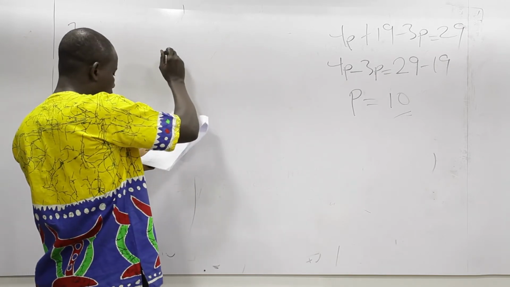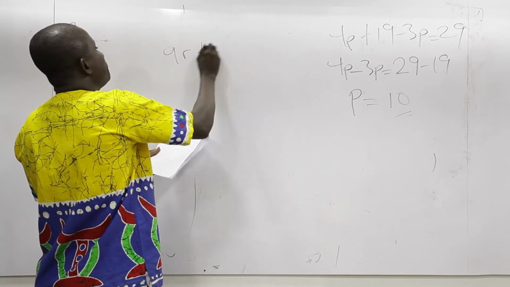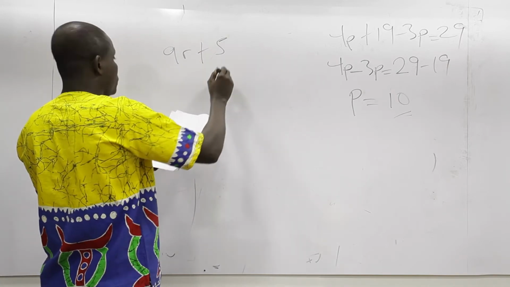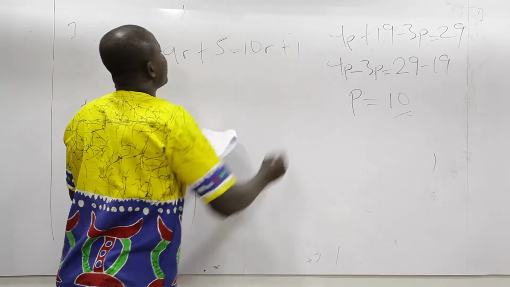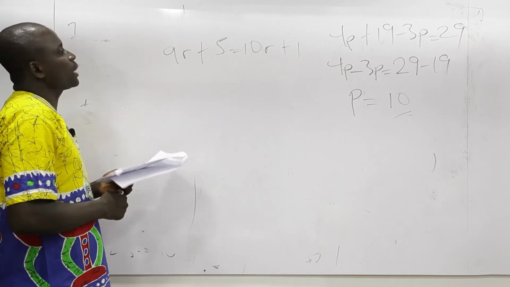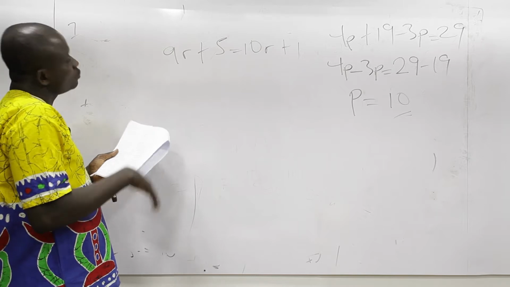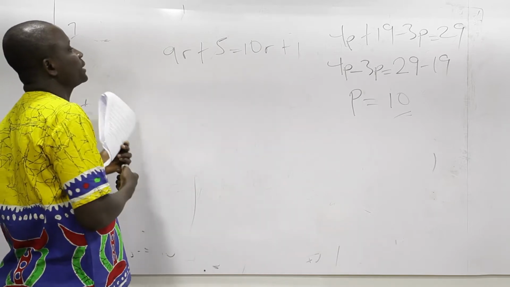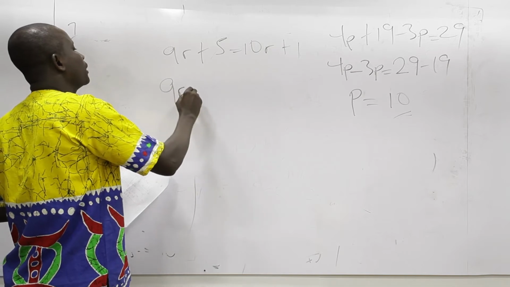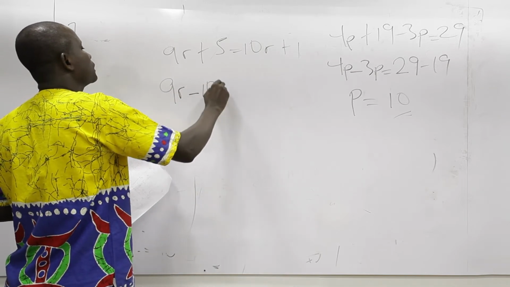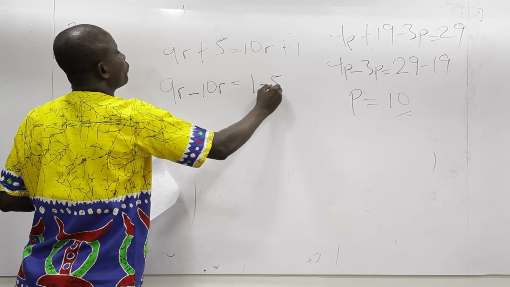Here I'm having 9r plus 5 is equal to 10r plus 1. Once again, what do we do? Well, I can bring this one here. So I can have 9r minus 10r is equal to 1 minus 5.